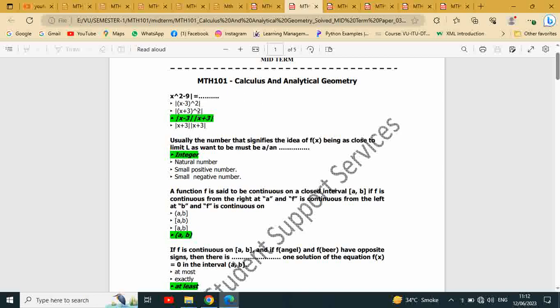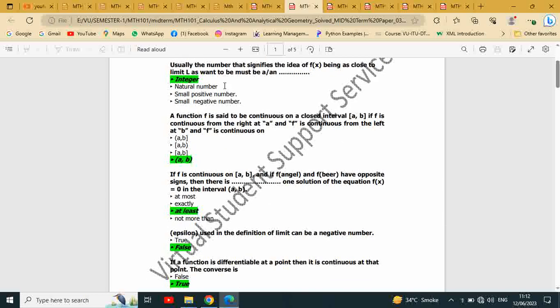First question: x² - 9 is equal to? The answer is (x-3)(x+3). Second question: Usually the number that signifies the idea of x being as close to limit L as we want to be must be an integer.